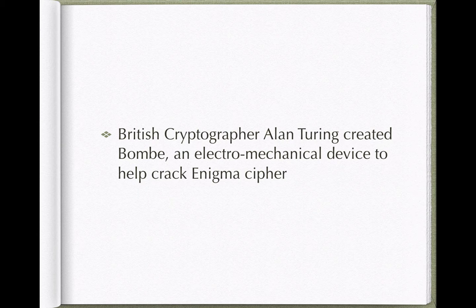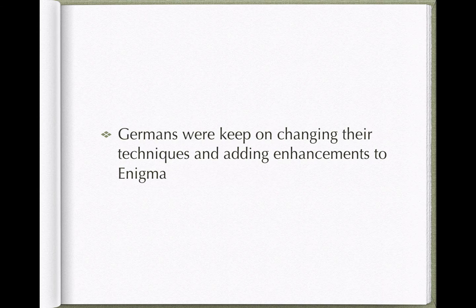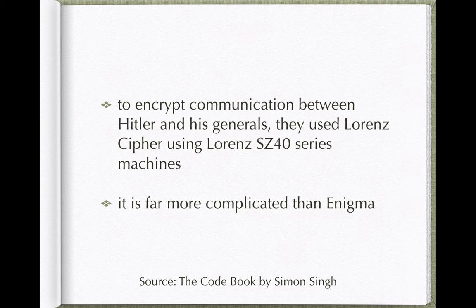Historians say this particular unit that worked at Bletchley Park in Britain helped to reduce the war time by at least 1 year because of the intelligence they gathered using cryptanalysis. But the problem is the Germans kept on changing the techniques and adding enhancements to the Enigma machine. After some point of time, even Alan Turing was unable to decode, and then he realized that the Germans had stopped using Enigma and changed to a very advanced machine called the Lorenz SZ40 series.